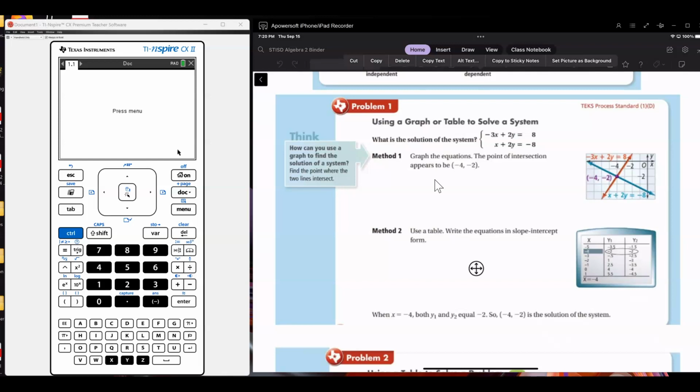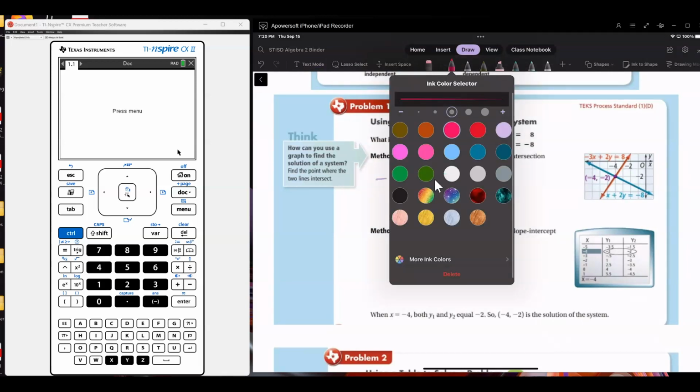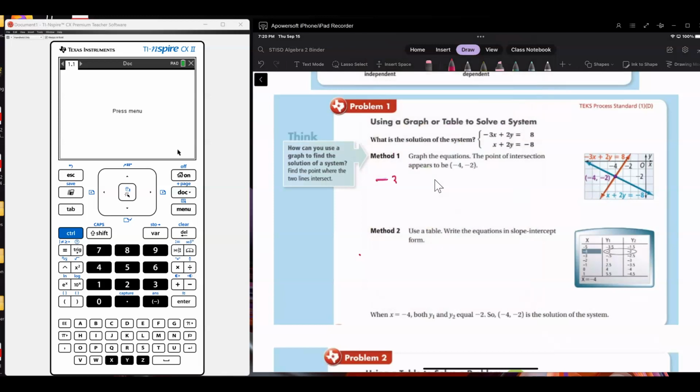So the first equation we have is negative 3x plus 2y equals 8. So we're going to have to solve for y. You add 3x, so you're left with 2y equals 3x plus 8, and then we're going to divide by 2. So our first equation is y equals 3x over 2 plus 8 divided by 2, which is 4.